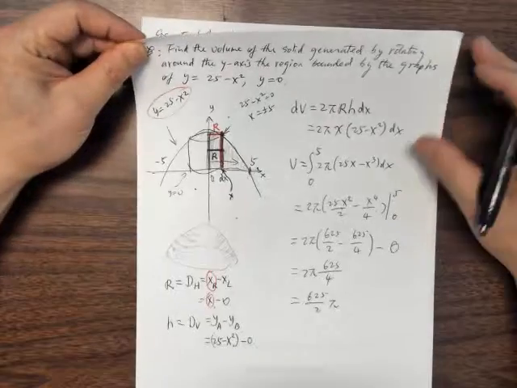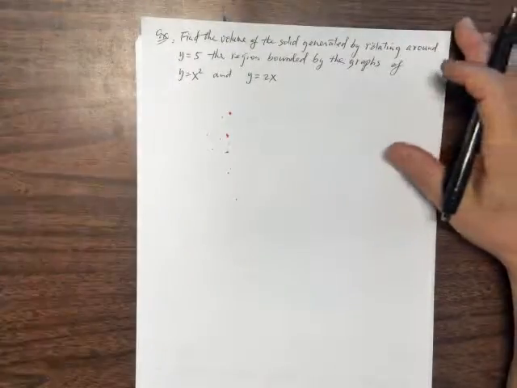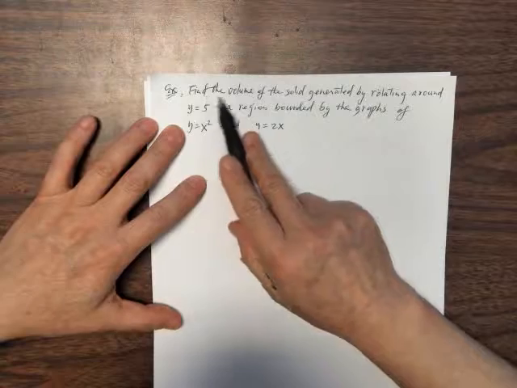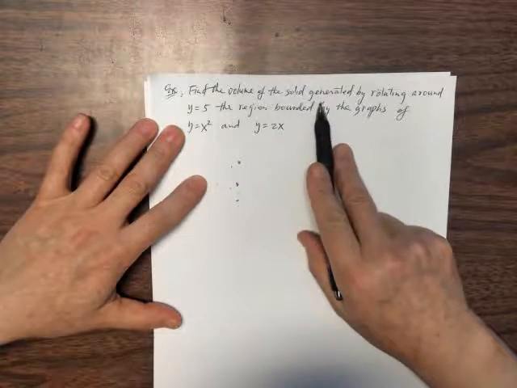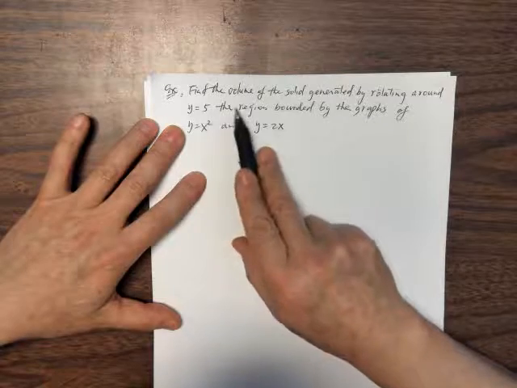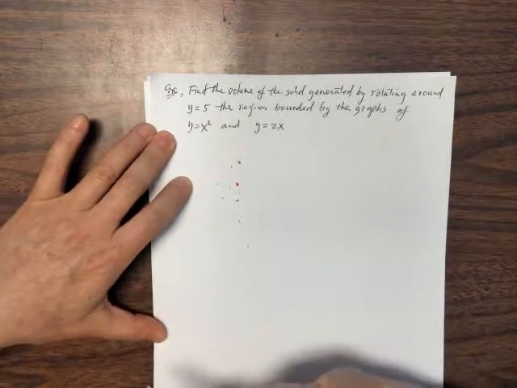Alright, so this is the method of cylindrical shell. Let's see another example. Find the volume of the solid generated by rotating around the line y equal to 5 the region bounded by the graphs of y equal to x squared and y equal to 2x.